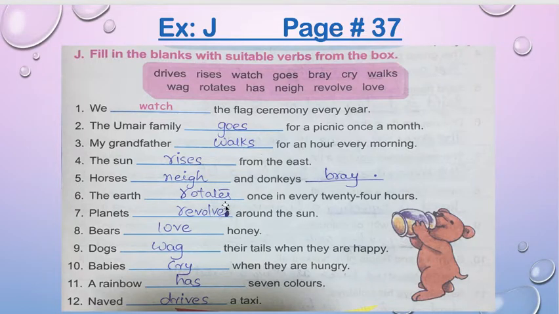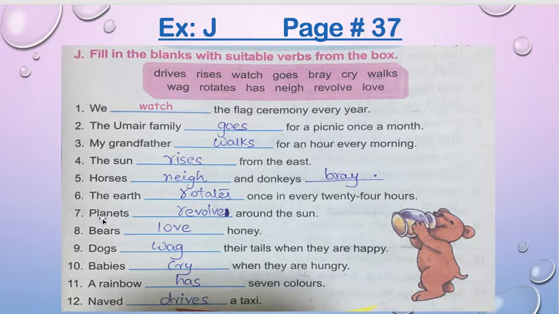So rotates. The earth is the subject here and it is in singular form. So the verb here is in plural form. Okay. So what is the base form of the verb? Rotate. And what we are adding? We are adding s to the base form of the verbs to make it into a plural form. Next one, seventh one. Planets dash around the sun.